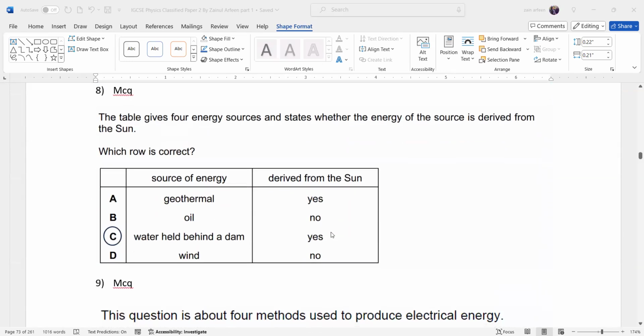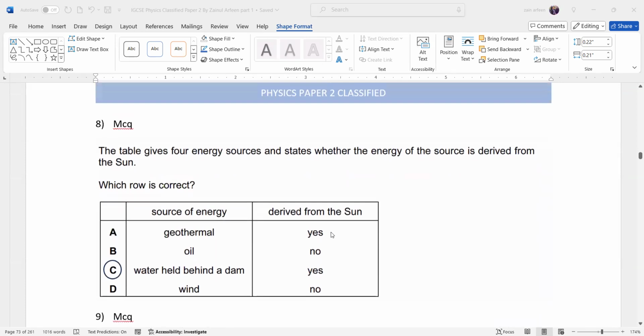In question 8, the table gives 4 energy sources. State whether the energy sources are derived from the sun. Geothermal is not from the sun, because geothermal is due to the hot rocks beneath the earth's crust. Coal, oil, and gas are due to the sun. It's actually trapped energy.